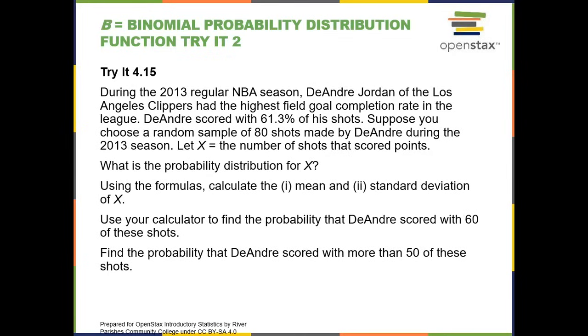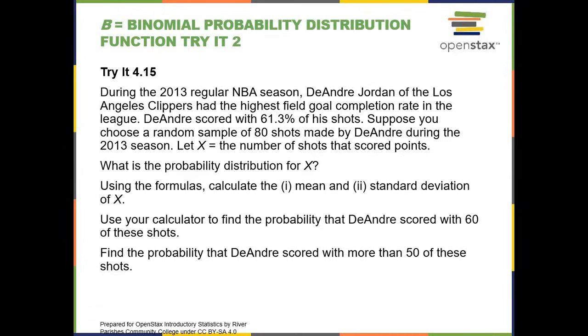Let's do this problem. During the 2013 regular NBA season, DeAndre Jordan of the Los Angeles Clippers had the highest field goal completion rate in the league. DeAndre scored with 61.3% of the shots. So small p is 0.613 because 61.3 divided by 100 is 0.613. Suppose you chose a random sample of 80 shots, n equal to 80 shots, made by DeAndre during the 2013 season. Let x be the number of shots that scored points. What is the probability distribution for x?